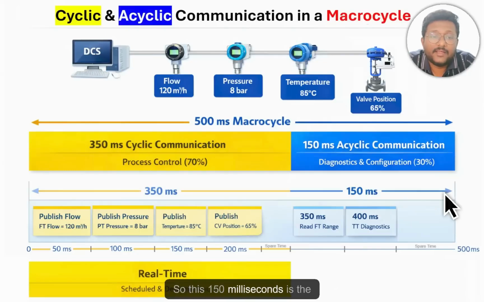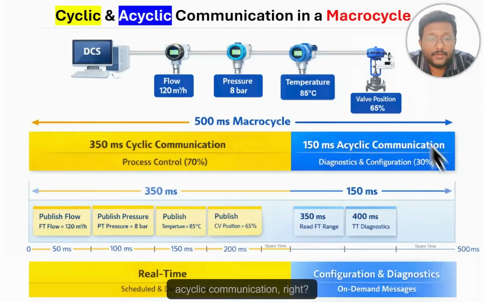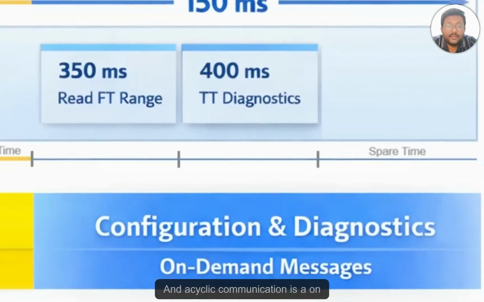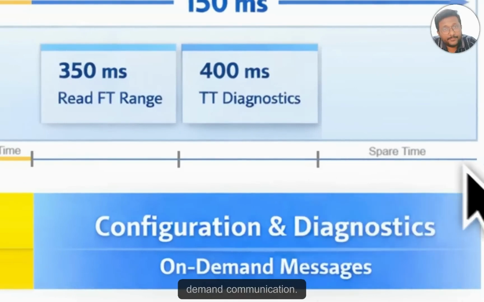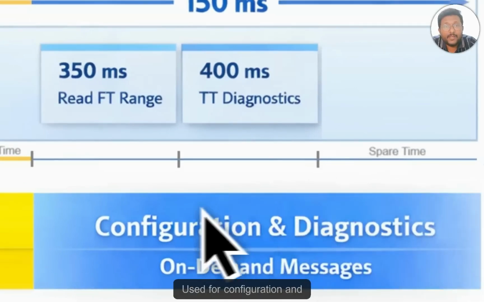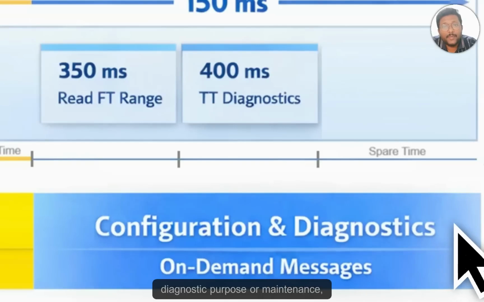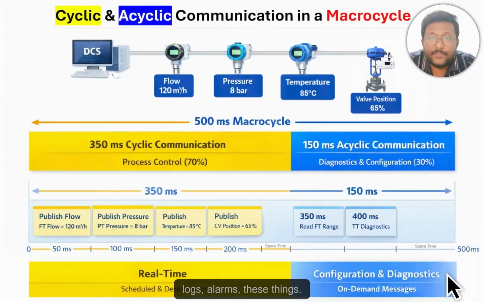So this 150 milliseconds is the acyclic communication, right? And acyclic communication is on-demand communication used for configuration and diagnostic purposes, or maintenance, logs, alarms, these things. These are having the lowest priority.